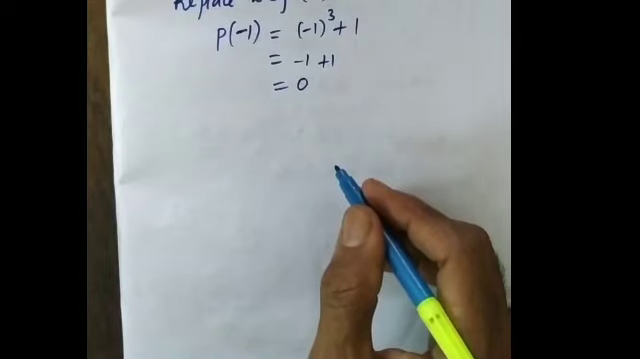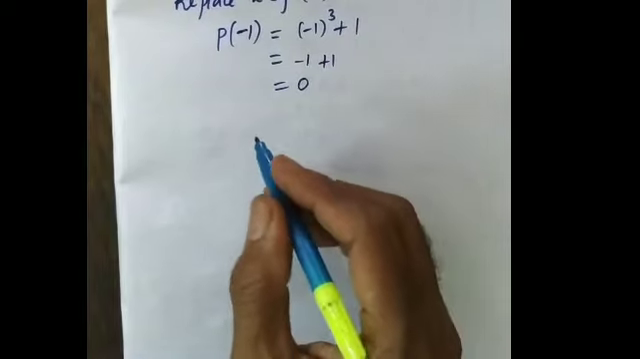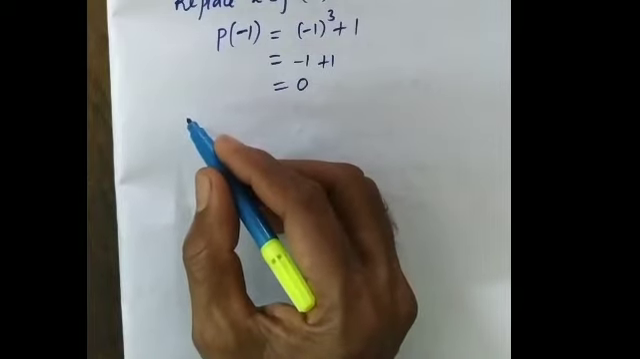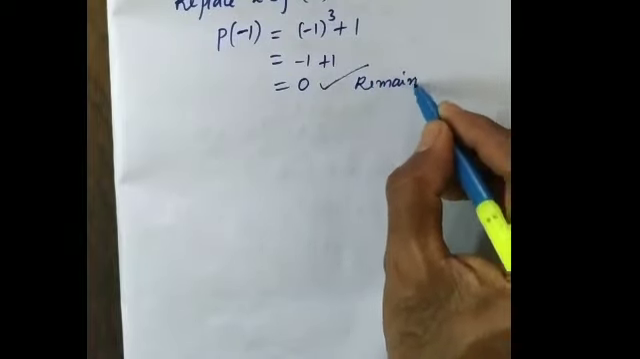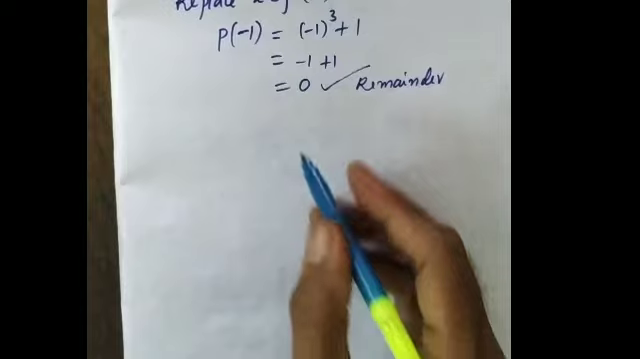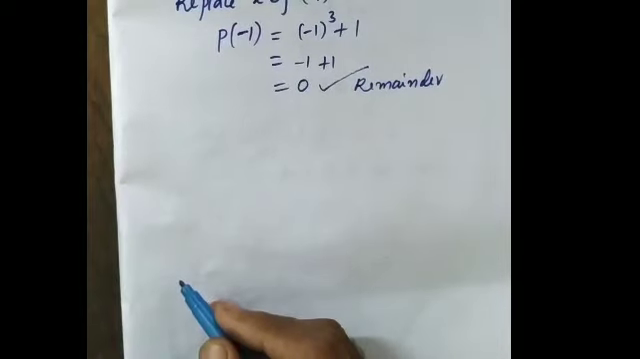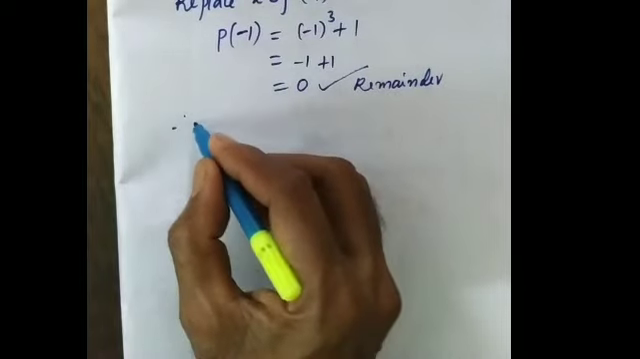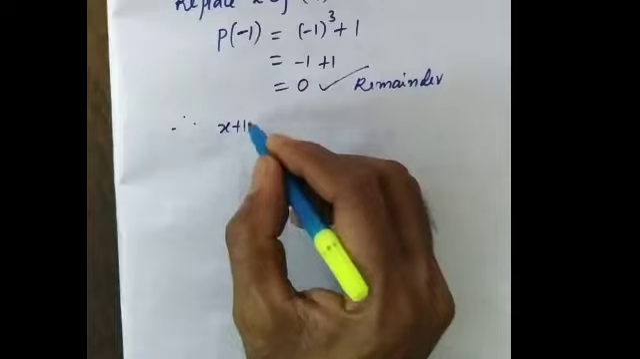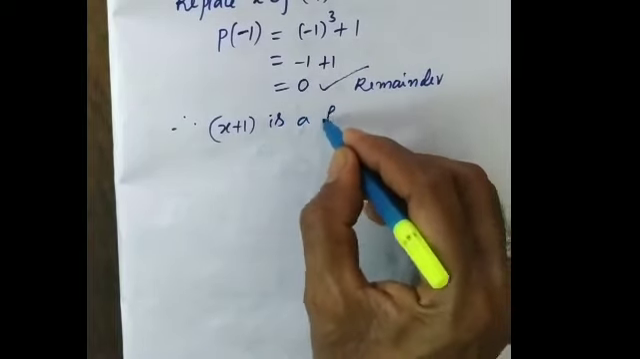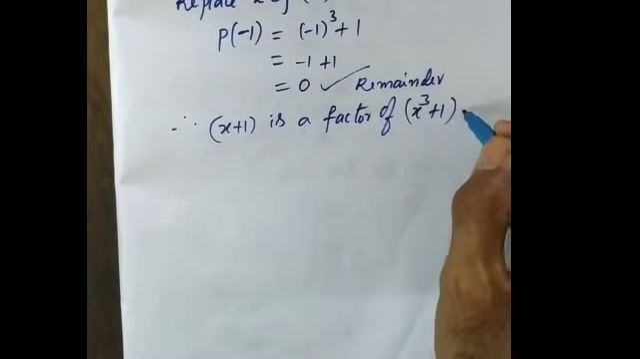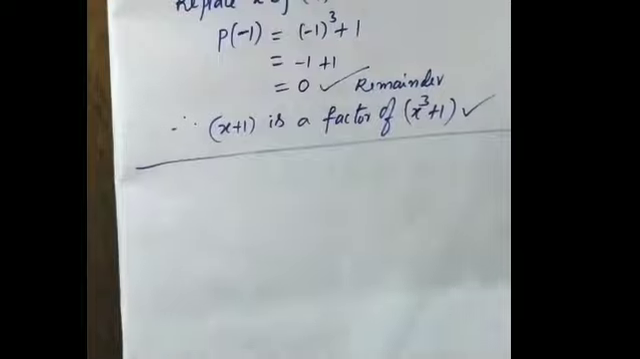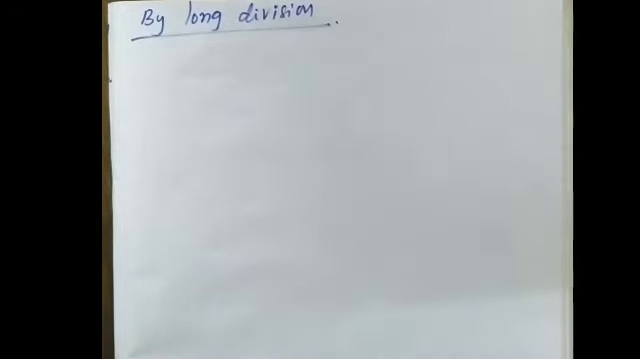Whenever the remainder is 0, it is a factor. So x plus 1 is a factor of x cube plus 1. So whenever the remainder is 0, note that it is a factor. Otherwise, if the remainder is any other number, it is not a factor. Now we will check this by long division also. For confirmation and checking, we can do long division here.